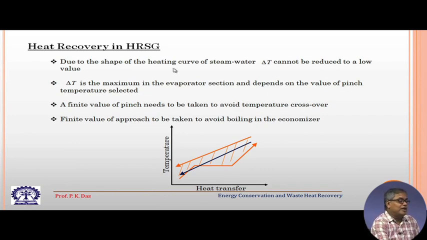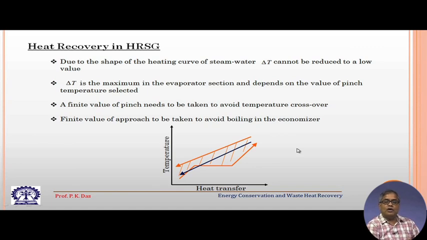So, due to the shape of the heating curve of the steam water, delta T cannot be reduced to a low value. So, this is one point which we have to keep in mind. Delta T is maximum in the evaporator section and depends on the value of pinch temperature selected. A finite value of pinch, so pinch is here. So, a finite value of pinch has to be taken to avoid temperature crossover.